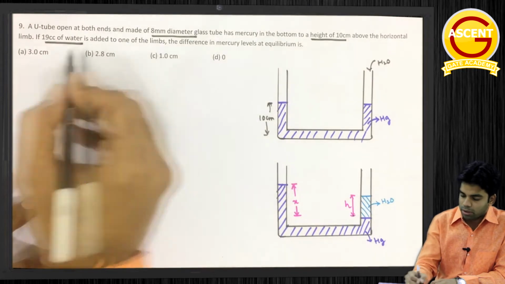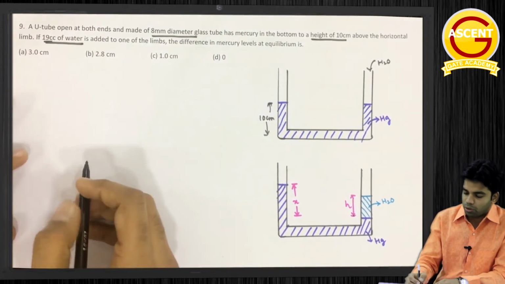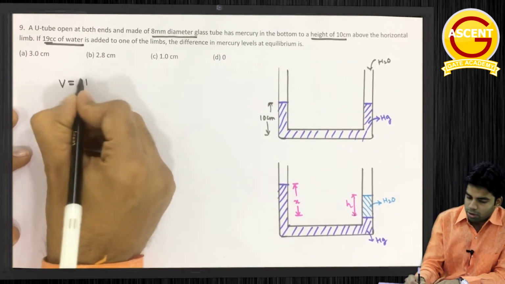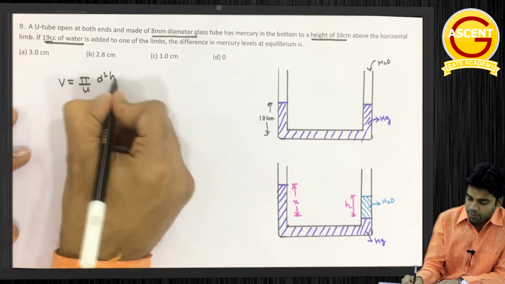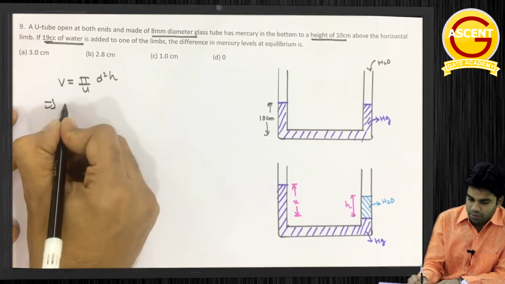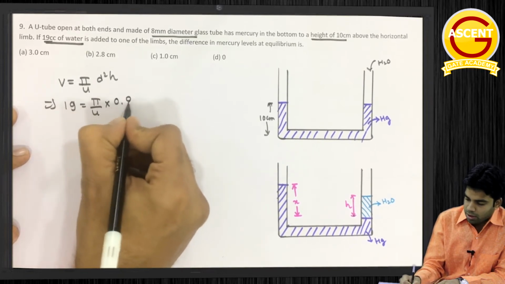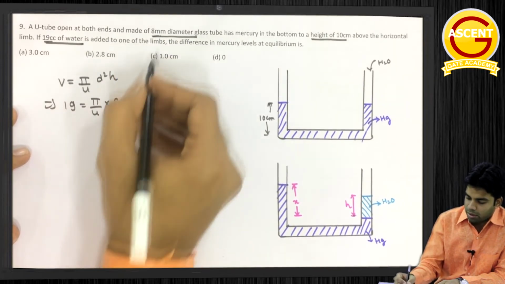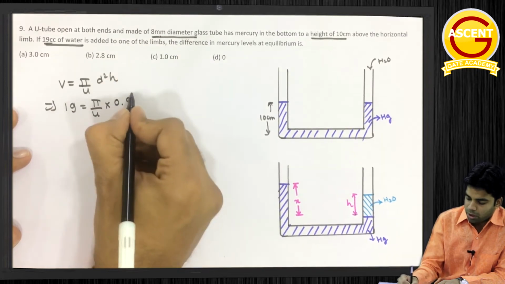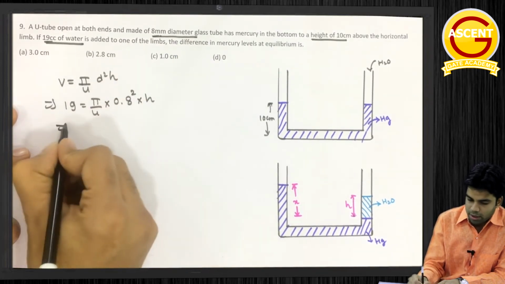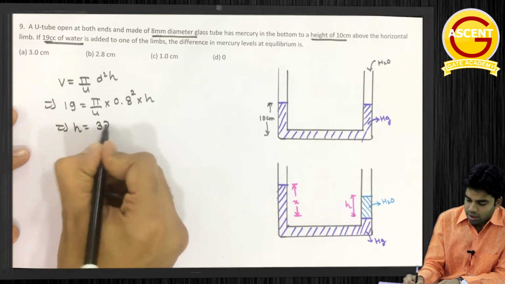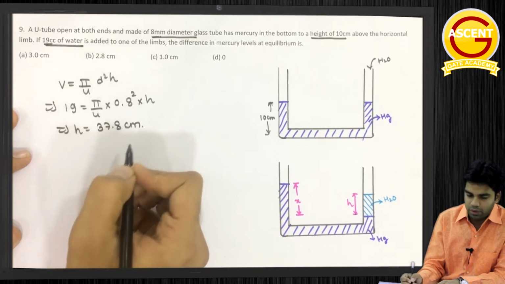So we know how much water is poured into it, 19 centimeter cube. So V is equal to what? V is equal to pi by 4 d square into h. So from here this h can be determined: 19 is equal to pi by 4 into d square, which is 0.8, the 8 mm in terms of centimeters, 0.8 square into h. So from here this h will be equal to 37.8 centimeter, first thing.